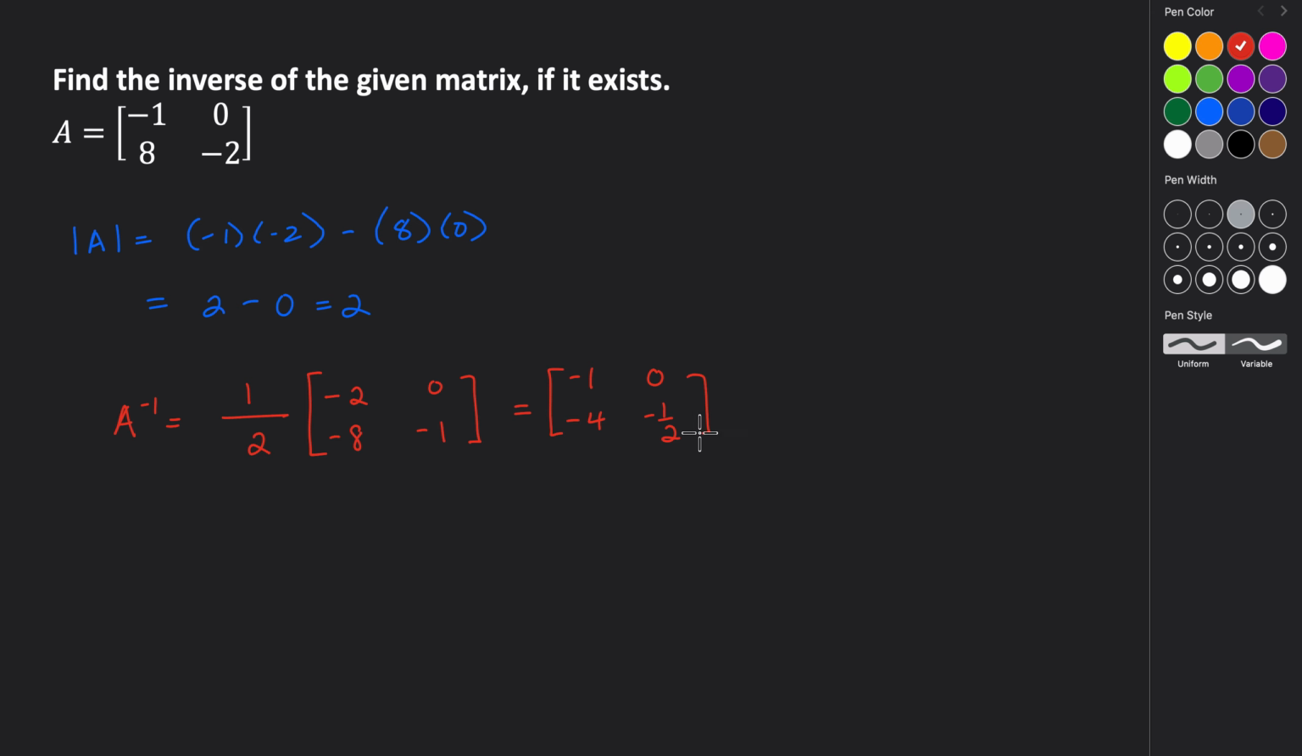And you can always verify whether or not this is the actual inverse by just doing your matrix multiplication. And you should result in your identity matrix, the 2 by 2 identity matrix. So this should be the inverse of A.